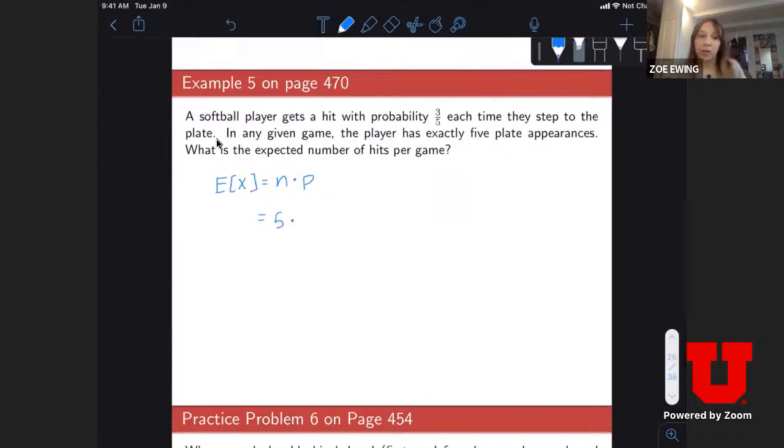And what's the probability of a success? Yeah, 3/5. So that comes out to 3 is the expected number of hits per game. Okay, any questions on that?